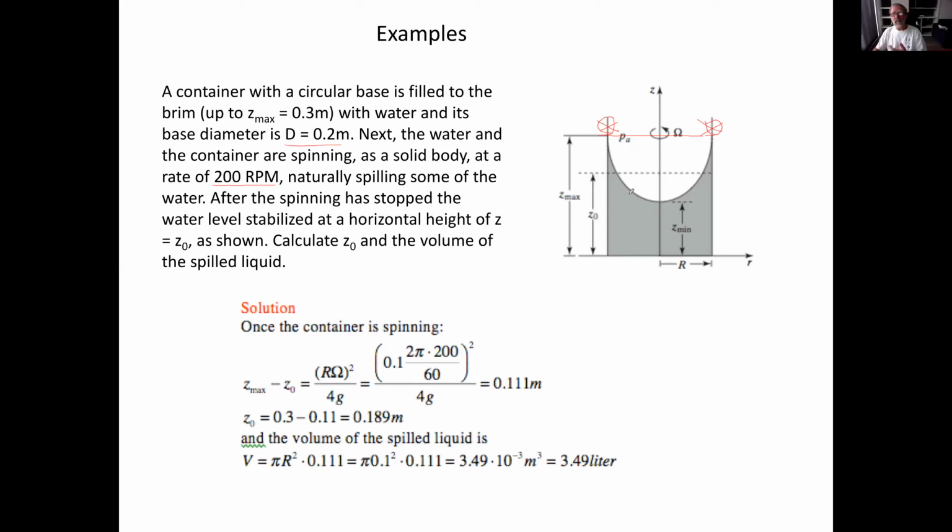So very simple, because we're looking at the condition, and maximum Z is this, because everything else was spilled. The Z minimum is at the center, at the origin, where R equals 0. And we know that Z0 splits that distance exactly in the middle. So if we can find the difference between Z max and Z0, which is R omega squared over 4G, then we can find this quantity.